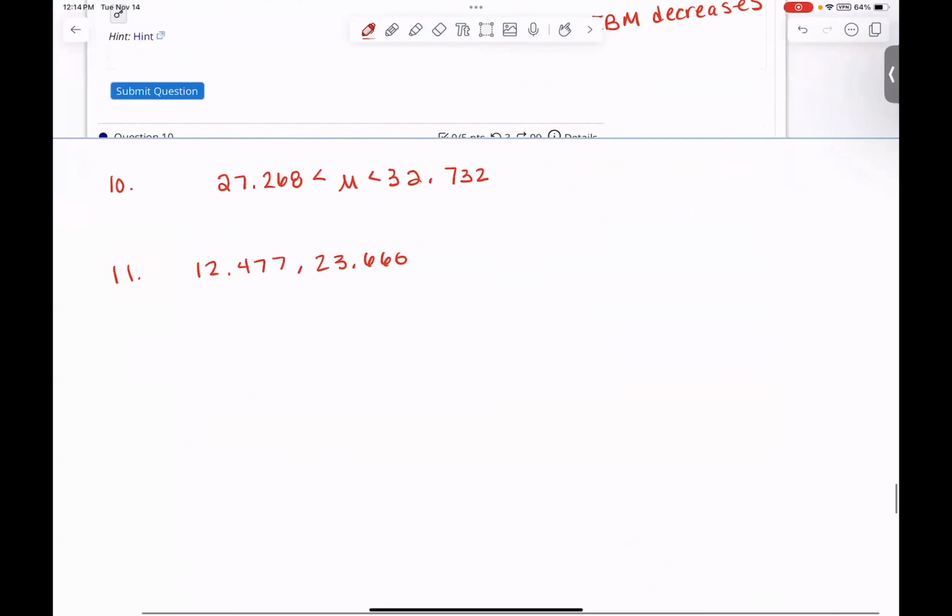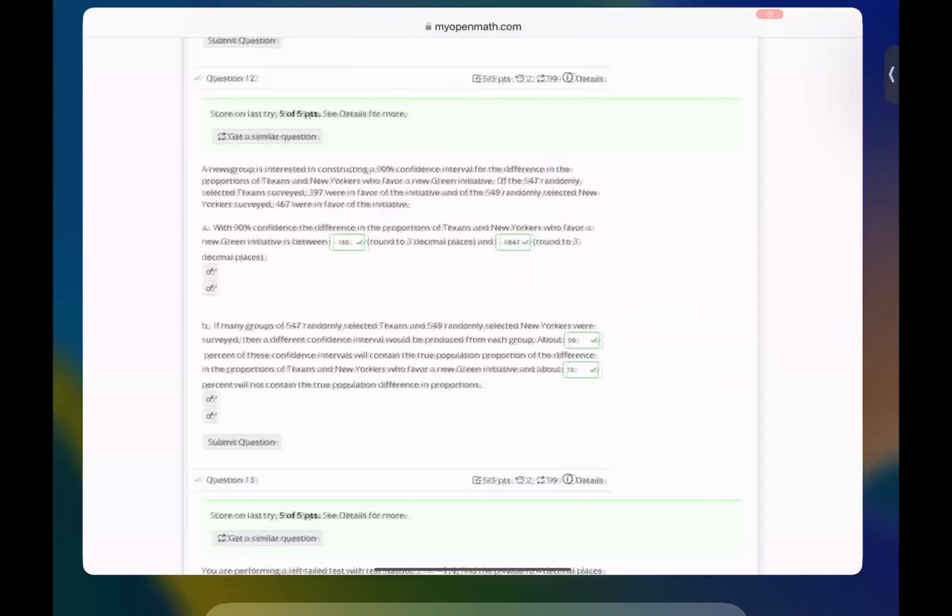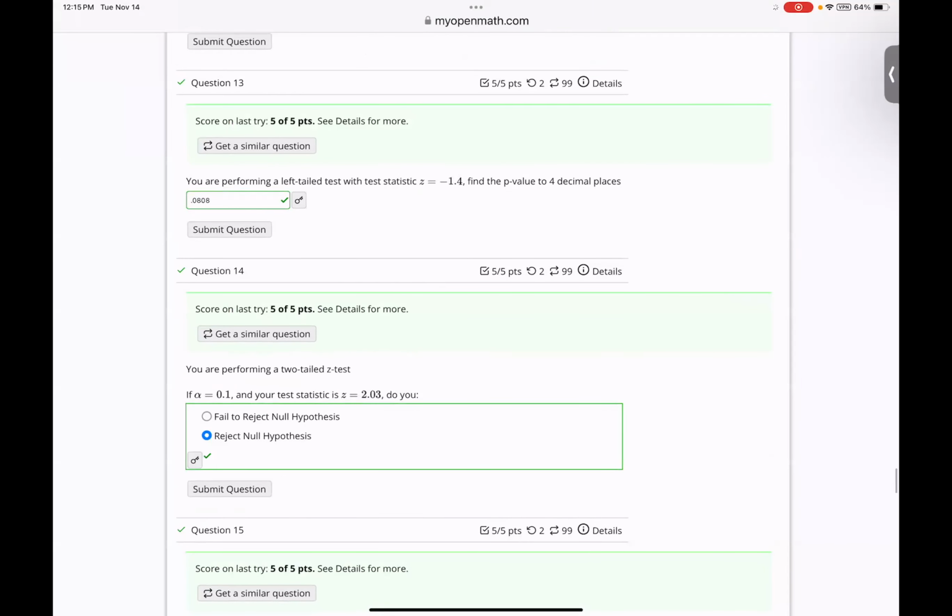So problem 12, we did a 2 proportion Z interval, because we are looking at the normal distribution approximation to the binomial, and we get negative 0.165 to negative 0.0847. Okay, problem 13. Oh, a nice easy one. You're performing a left-tailed test with a test statistic z equals negative 1.4. Find the p-value.